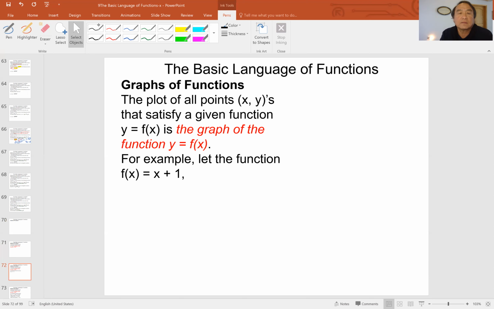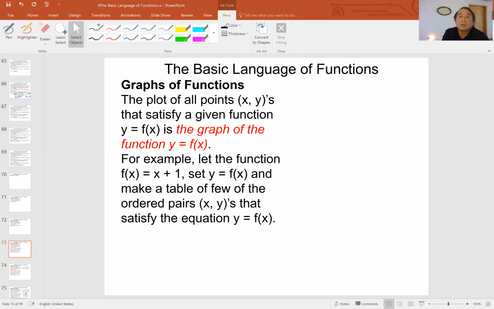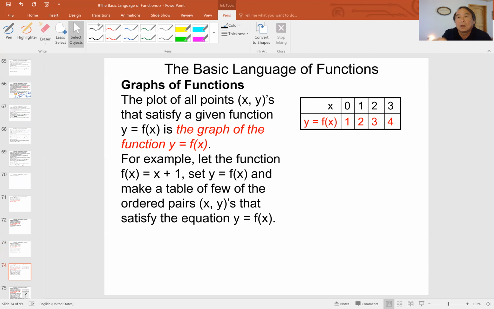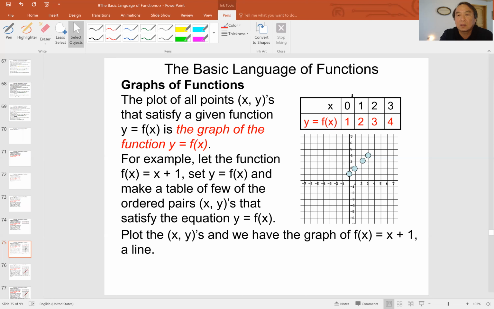For example, here is the function x plus 1, and we plot it. We set a bunch of inputs x: 0, 1, 2, then its output y is 1, 2, 3, 4 respectively. Then we plot them as points. I could have put them horizontally, so it looks like 1, 2, 2, 3, and 3, 4.